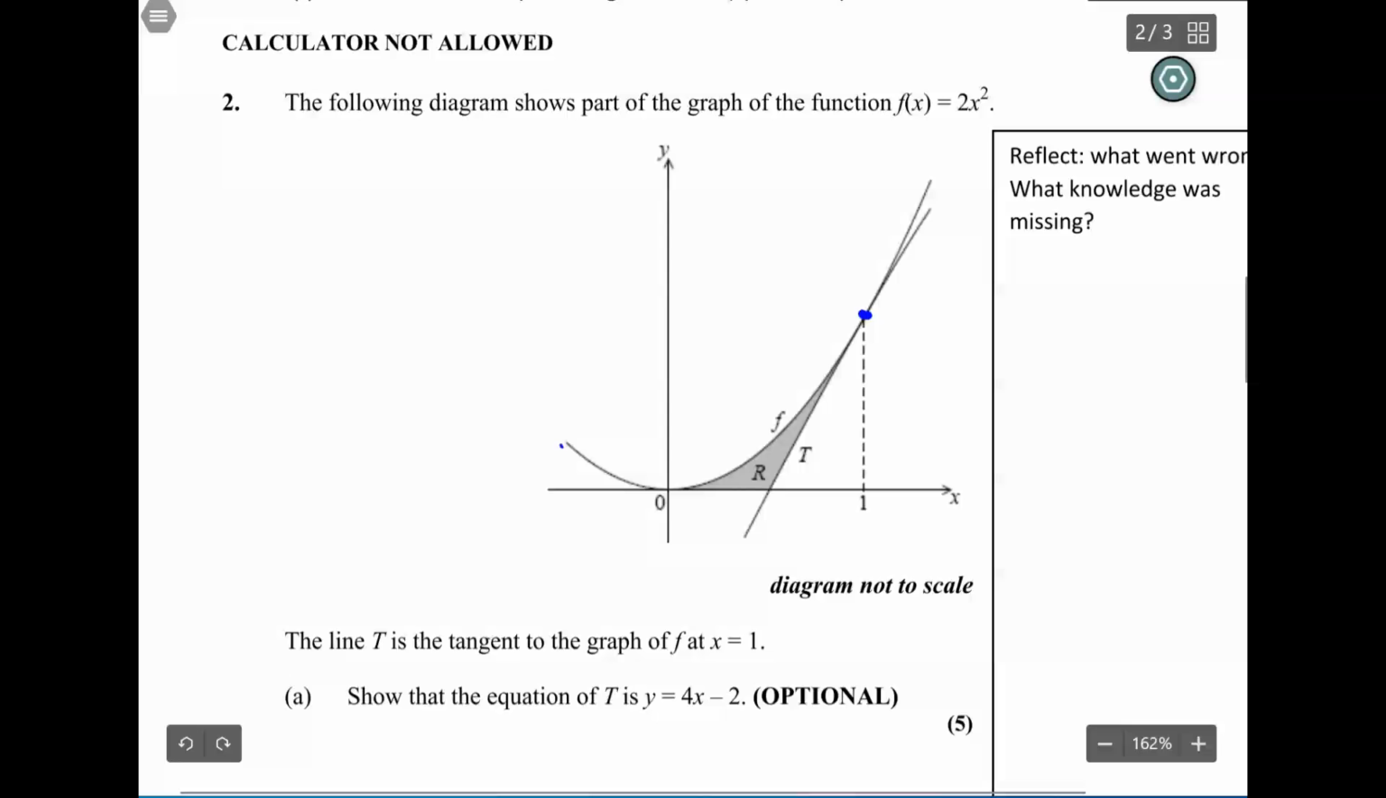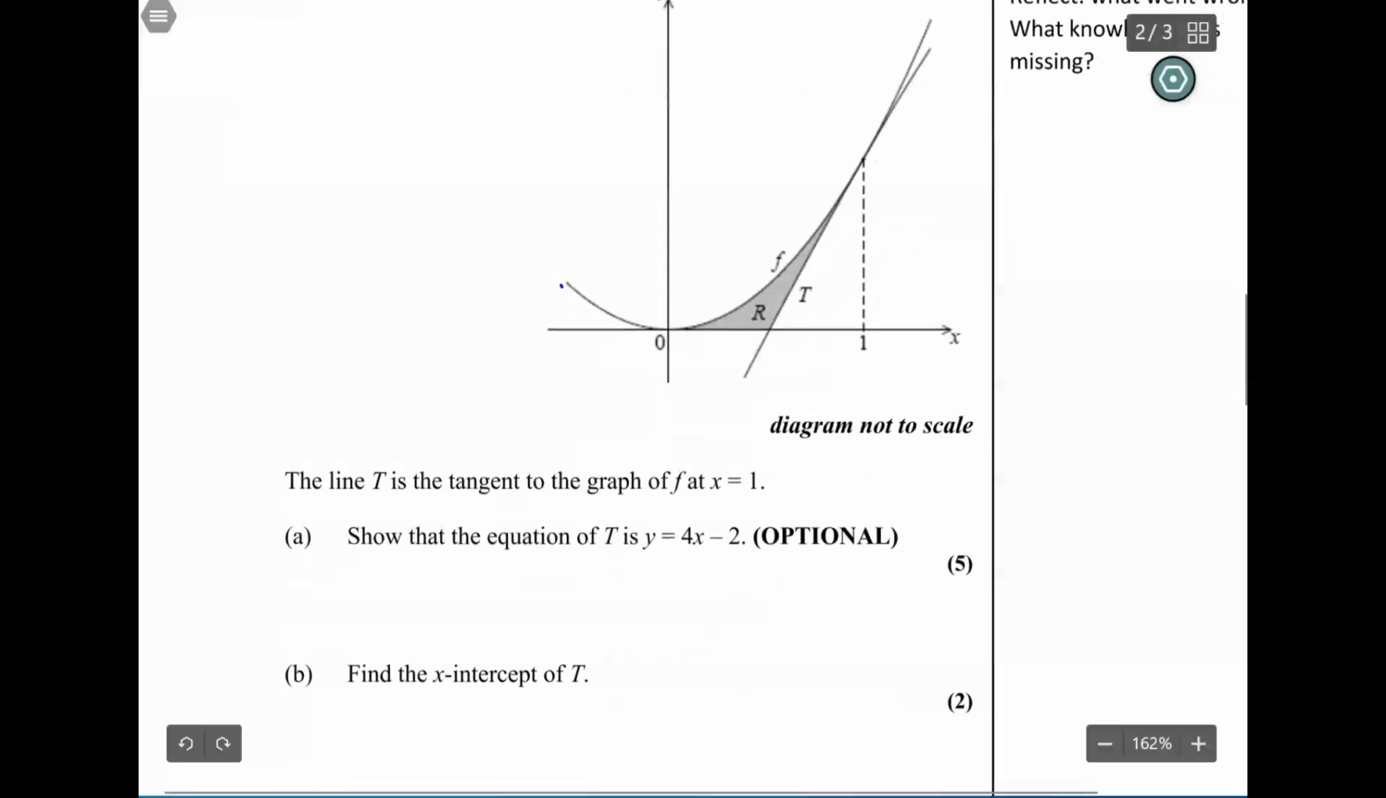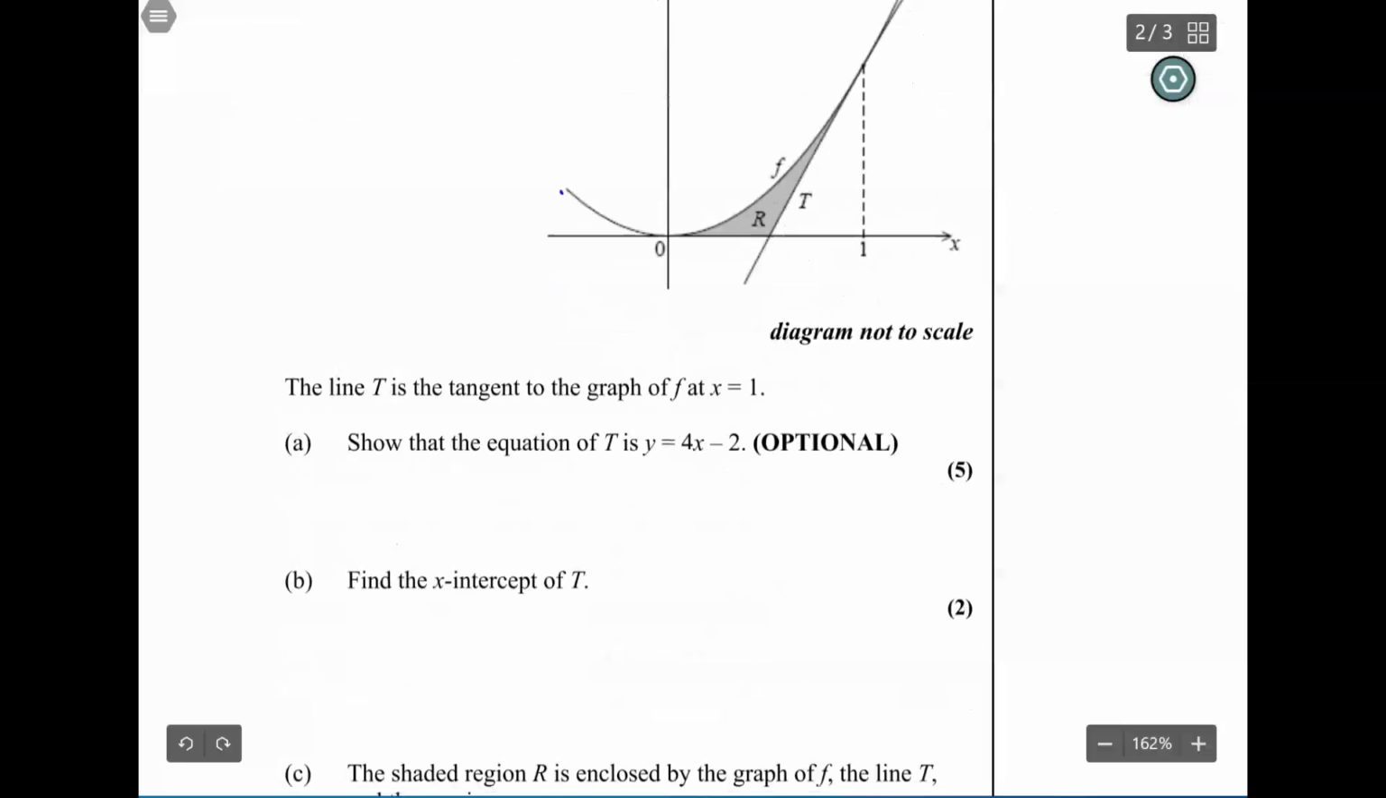Okay. Now, this is optional because this is really from last unit, and I don't want to waste time on the mock exam with stuff from the last unit. Unless you wanted to do it for practice, that would be fine. So it says, I'm going to show you how to do it here anyway. Show that the equation of t is this. Okay, remember t is the tangent line.